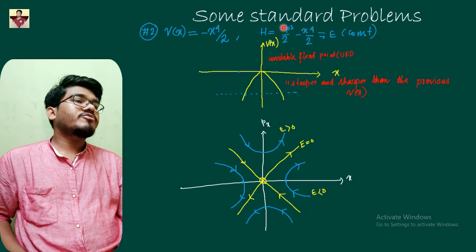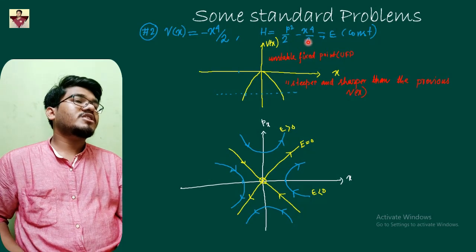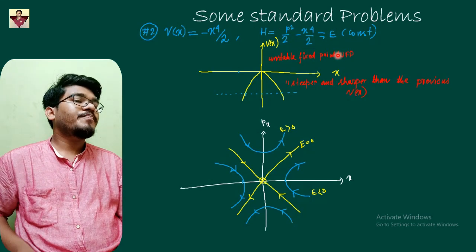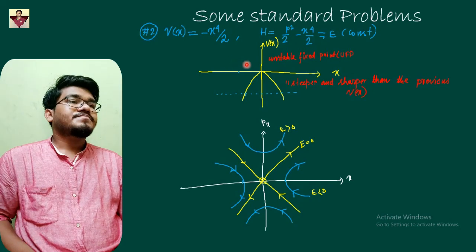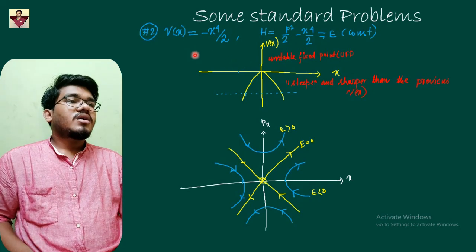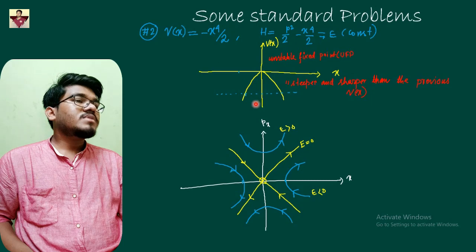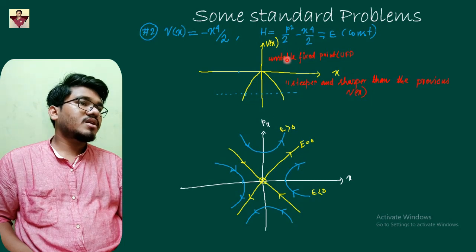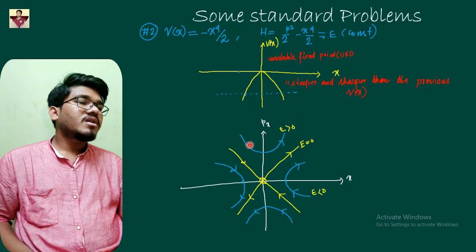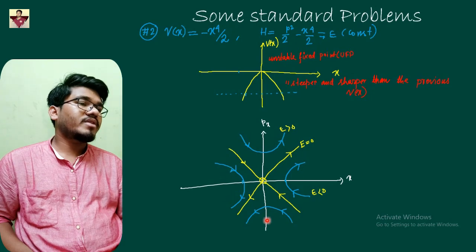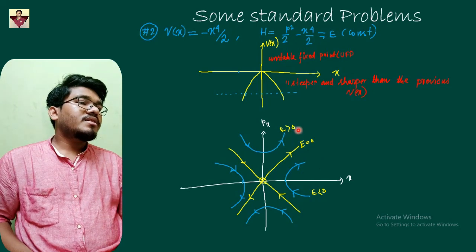Then if you write the Hamiltonian, it will be p square by 2 minus x to the power 4 by 2 equal to E. Now if you draw the phase space trajectories for an unstable fixed point, it will be a hyperbolic curve. So here at the unstable fixed point, this will be a hyperbola, this will also be a hyperbola, and these are hyperbolas. All these energies are E greater than 0.